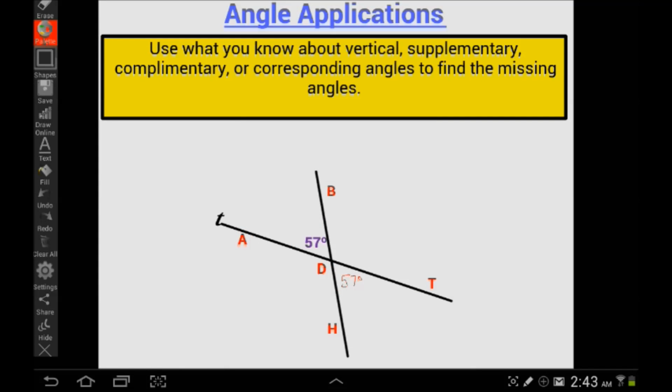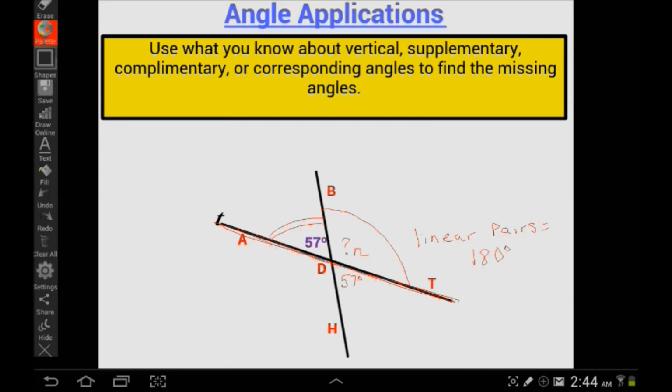Okay, now that we know that that's 57 degrees, we can figure out this angle too, without a protractor of any kind. All we need is what we know about angles. Now if you look really closely, this angle right here and this angle right here are both on a straight line. Okay, a line segment really, but they're on a straight line, which makes them a linear pair. Now linear pairs are supplementary. They equal 180 degrees. So knowing that, we can figure out what this angle is.